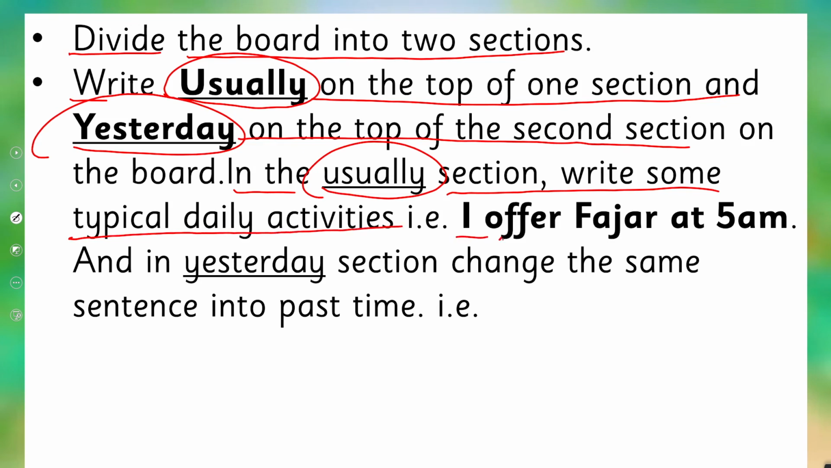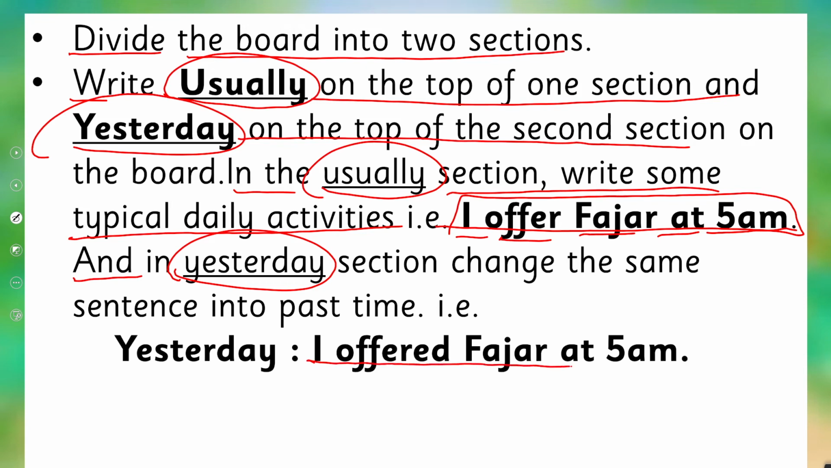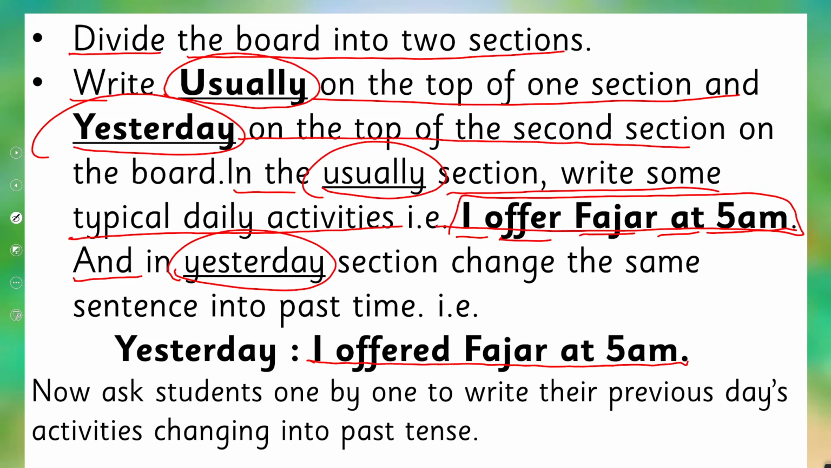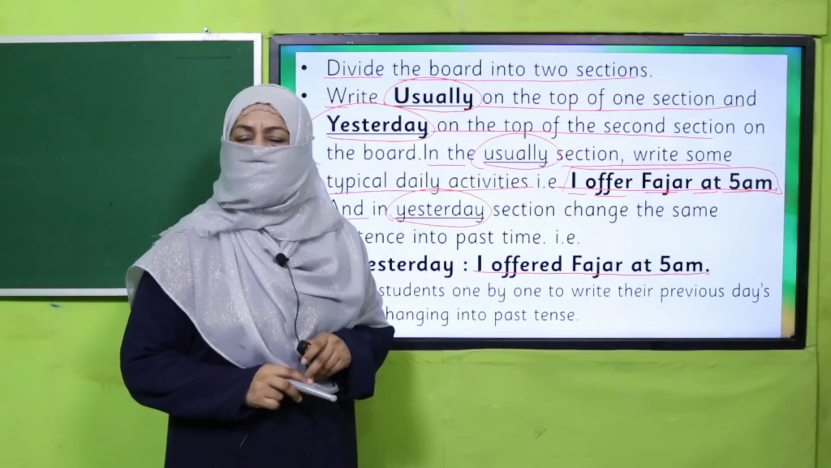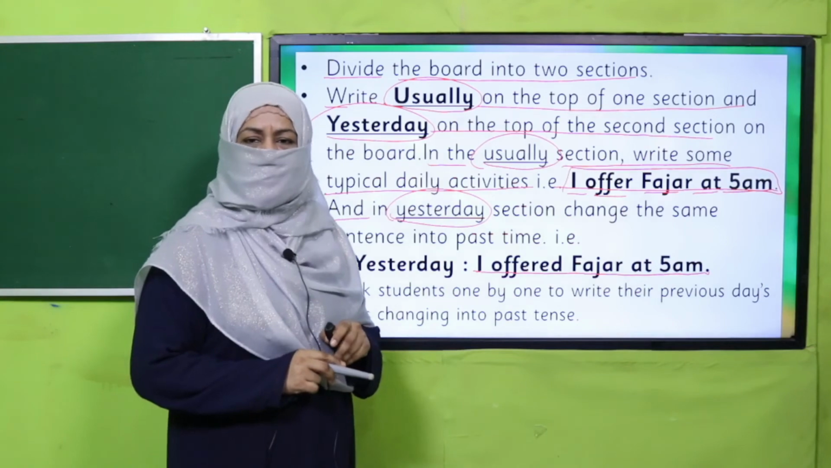For example, I offer Fajr at 5 a.m. Alhamdulillah, it's my routine. Every day I offer Fajr at 5 a.m. And for yesterday, for the same sentence, you will write its past form, which means I offered Fajr at 5 a.m. yesterday. Okay, so this is how you are going to complete this activity. Pause the video, enjoy this beautiful activity, and then come back.